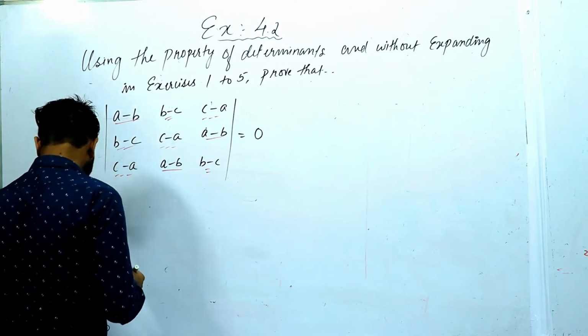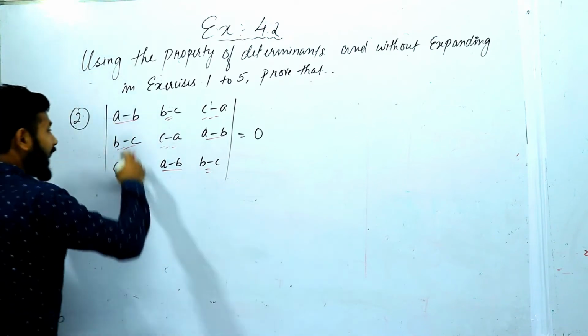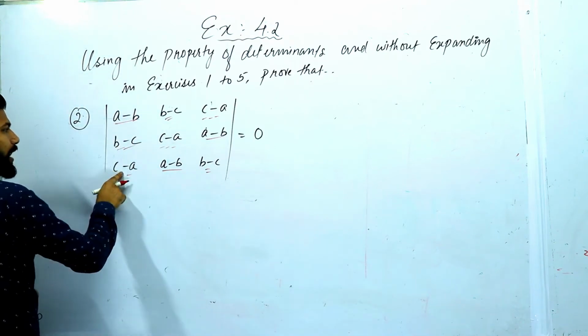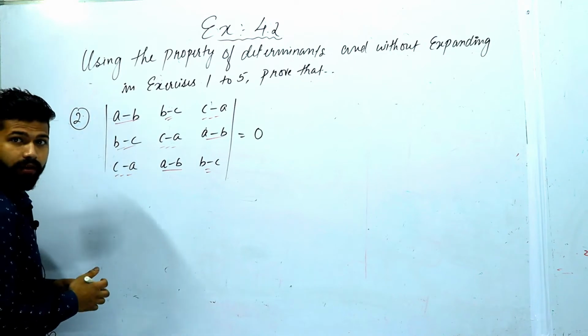Now what we can do is add all the elements of the row into a particular column. Clear?